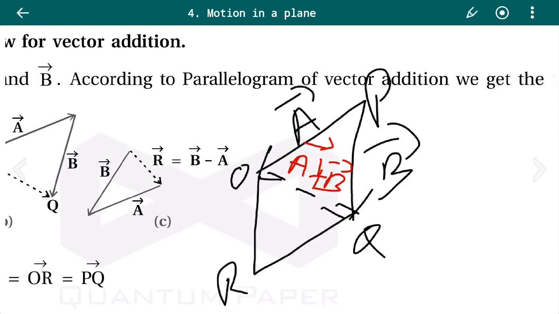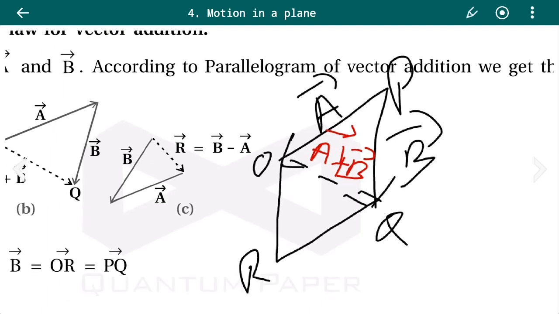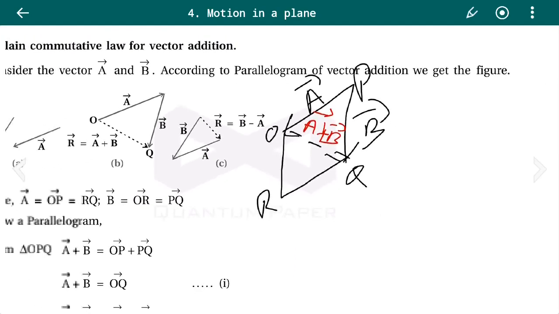When we join these two vectors at the common vertex, that is point P, again we need to draw two parallel lines: a parallel line to vector A, and to vector B we will draw a parallel line to vector B, that is OR vector. So here PQ vector and OR vector, they are parallel lines, and OP and RQ, they are parallel lines.